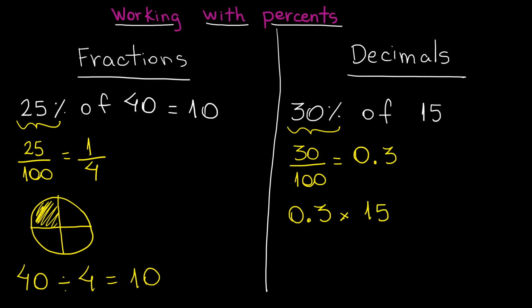Let's remember how to multiply decimals. You have to work with the whole numbers. 3 times 15 equals 45. Then let's count how many place values you have after the decimal dot. In this case, you have just one because 15 is a whole number. So I will start here at the end and I will count backwards. 1. 30% of 15 equals 4.5.